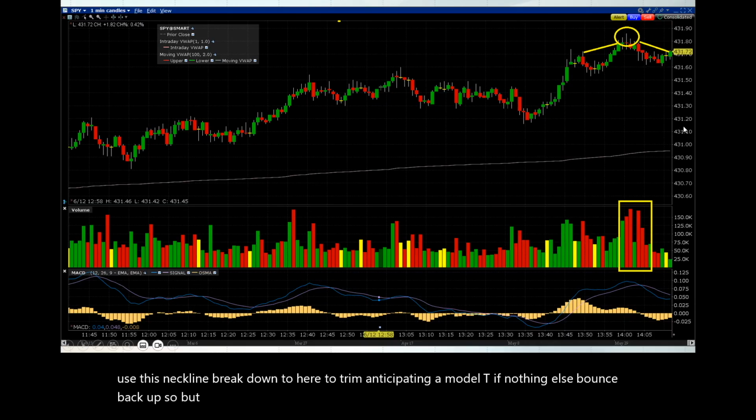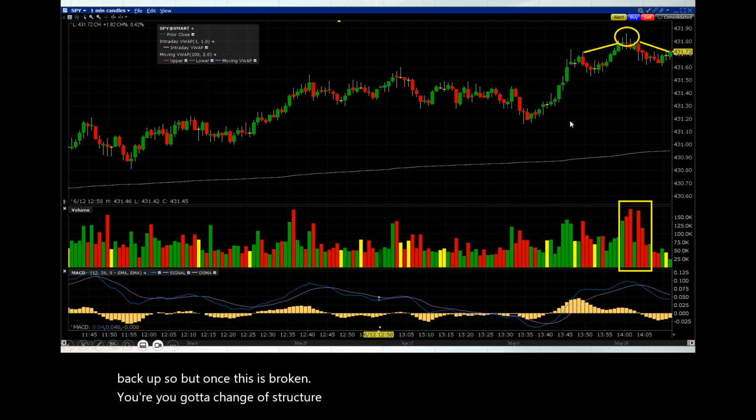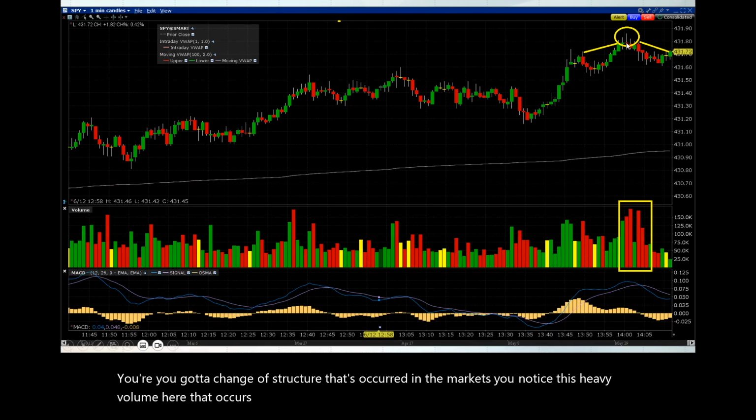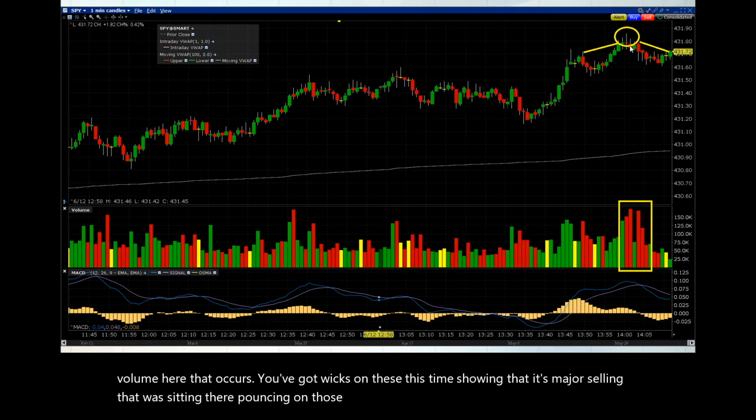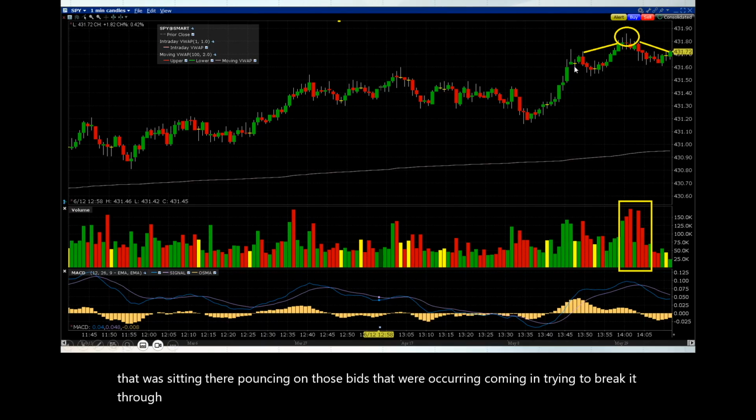But once this is broken, you've got a change of structure that's occurred in the markets. You notice this heavy volume here that occurs. You've got wicks on these this time, showing that it's major selling that was sitting there, pouncing on those bids that were coming in trying to break it through. So they were successful to my left side.